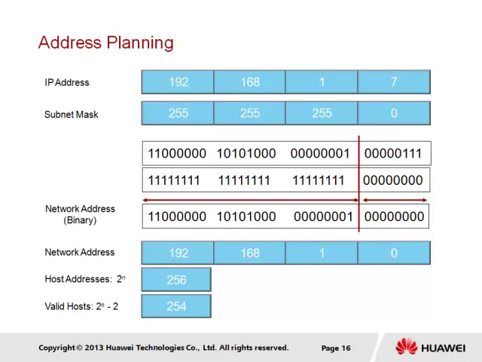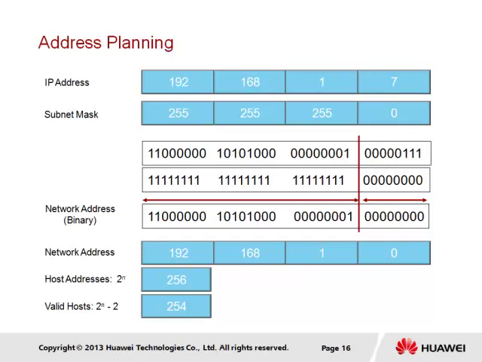The number of addresses supported by this can be identified using the formula 2 to the power of n, where n refers to the number of host bits, which in this case is 8. This gives us a resulting value of 256. The actual number of supported hosts, however, requires that the first and last addresses, which represent the network and broadcast addresses for the network, be excluded.